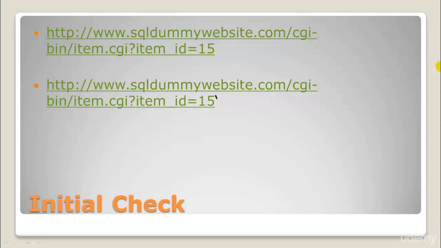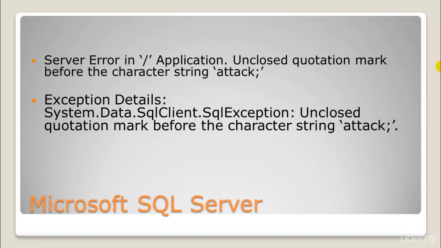So what you need to do is, let's say you have searched for a website using inurl:item_id=, and one of the search results shows you a website like http://sqldummywebsite.com/cgi-bin/item.cgi or something like that. You just need to add a single quotation mark at the end of the URL, and just to ensure, it is a single quotation mark and not a double quotation mark. So now your URL will become something like sqldummywebsite.com/cgi-bin/item.cgi?item=15'.